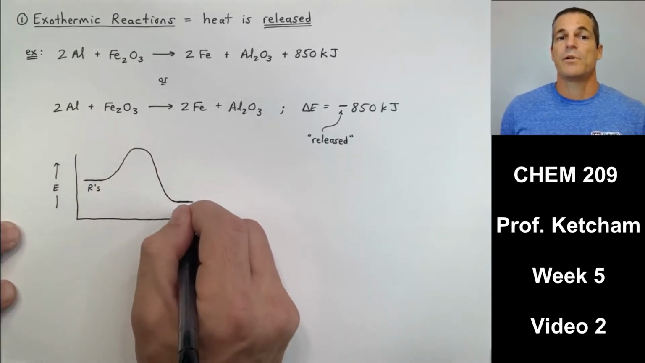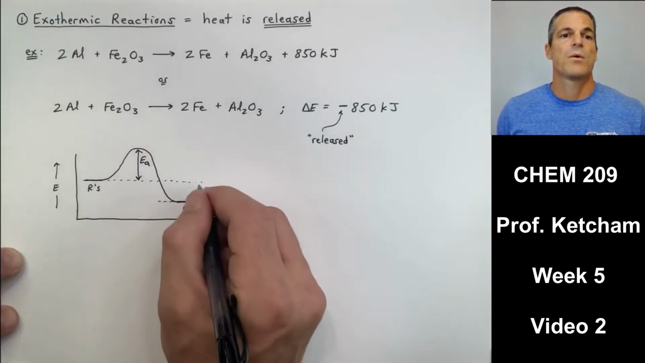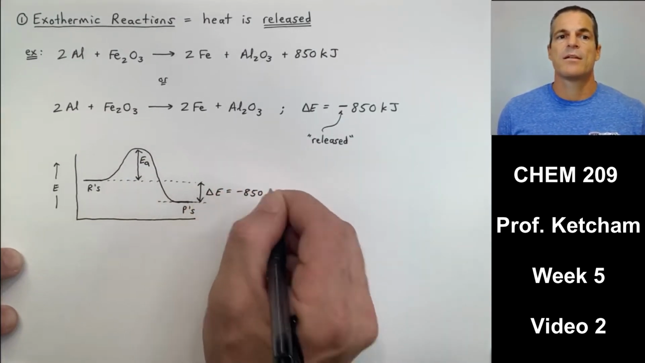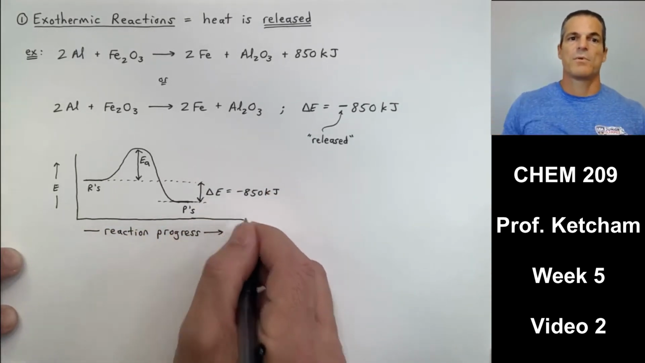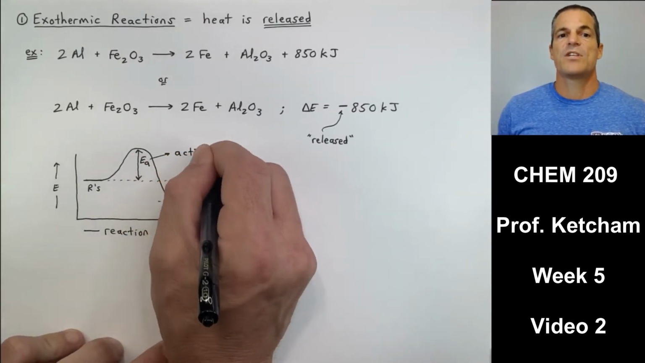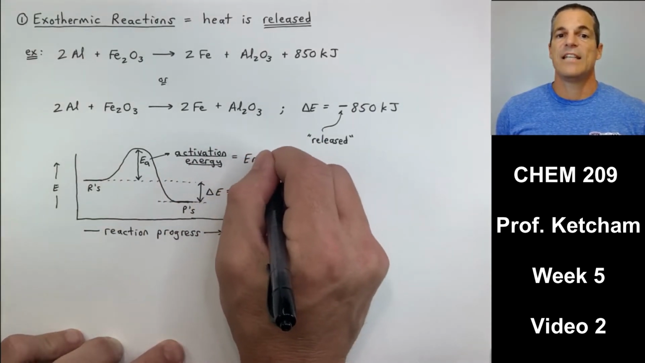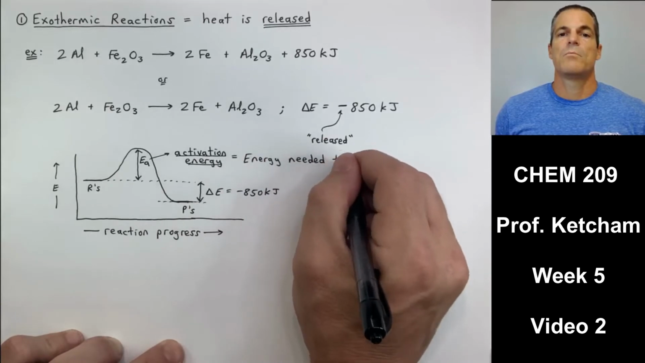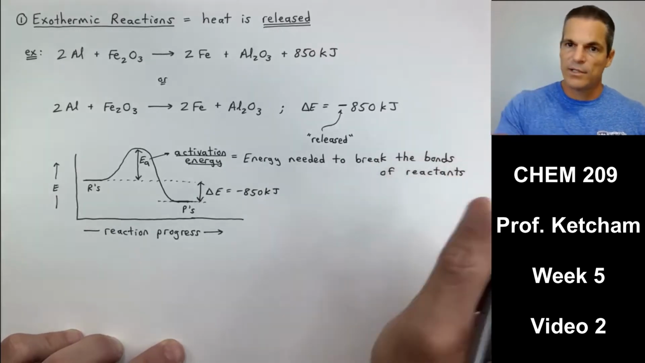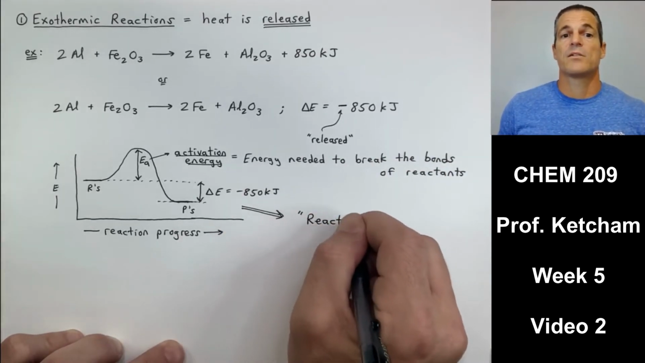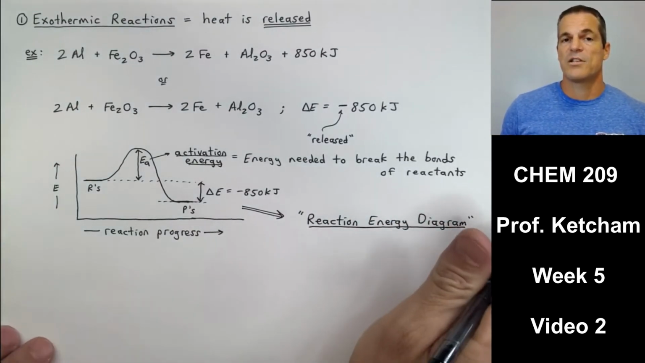And I'm putting that energy into a reaction energy diagram right here, where Ea is my activation energy. That is the energy that I have to overcome in order for 2 colliding reactants to move towards products. Okay, so activation energy, I will define it right here for you. It is the energy needed to break the bonds of reactants and then continue downhill towards products. Now here you notice that the products are lower energy and the delta E is a negative 850. This is what an exothermic reaction energy diagram looks like.